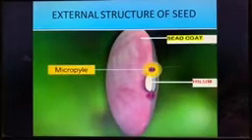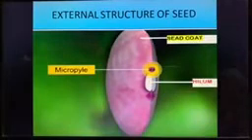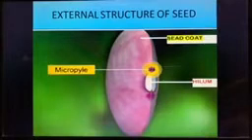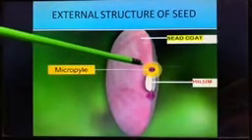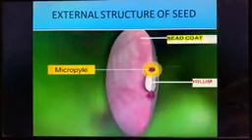As you know, from the micropylar end, the pollen tube enters inside the embryo sac, right? So here in the seed you will see the remains of the micropyle, and this micropyle is very important because when germination of the seed takes place, then oxygen and water enter inside the seed through this micropyle.